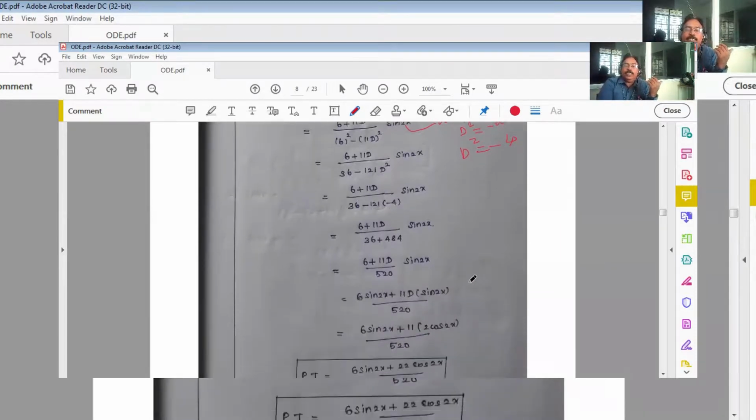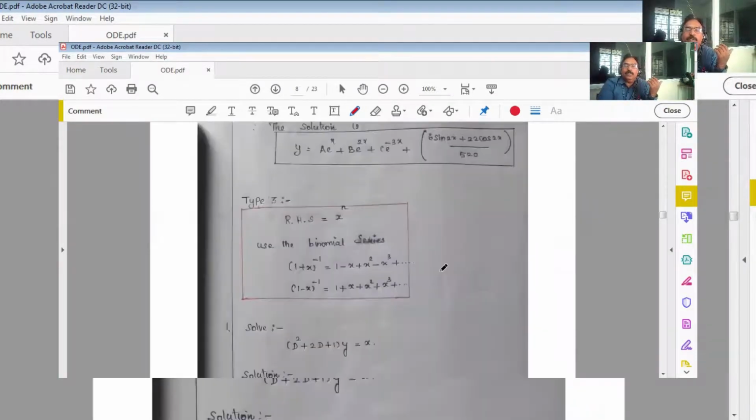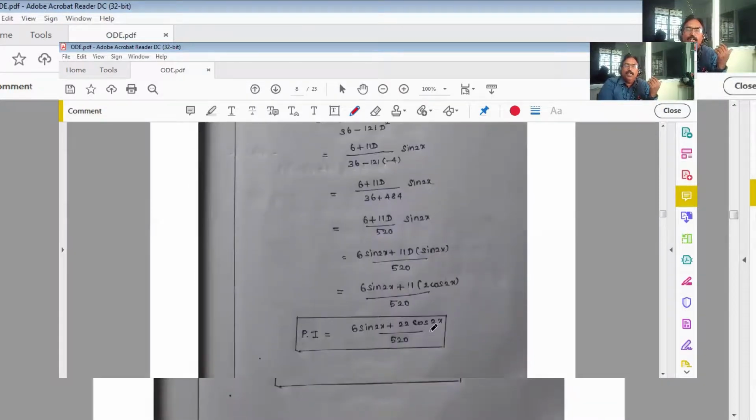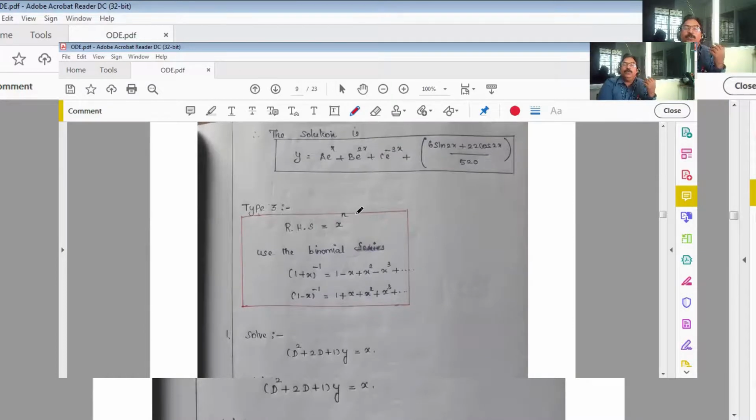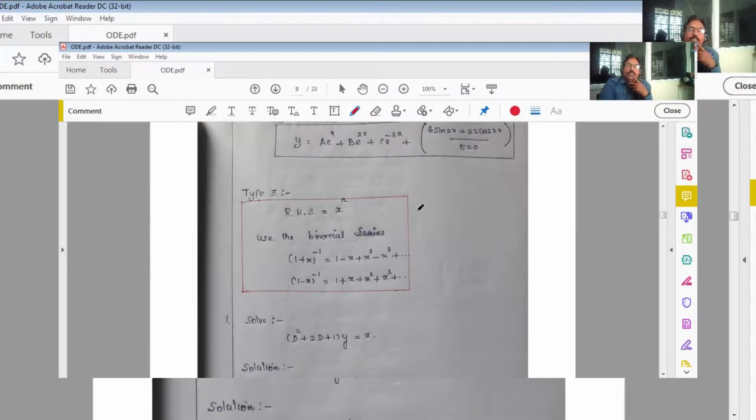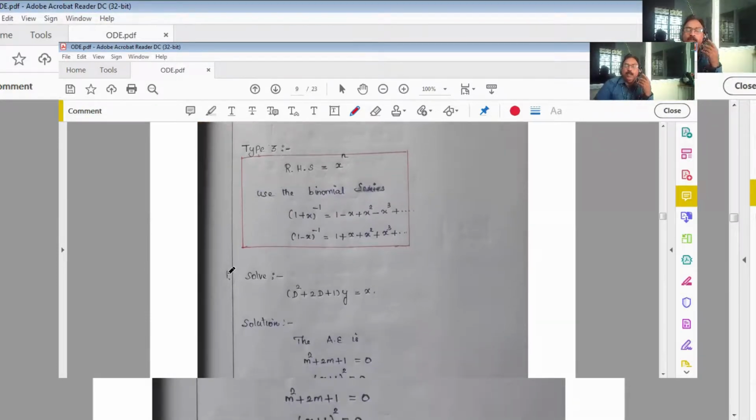What is d? D is differentiation, right? You can do the differentiation and you write the CF plus PI. I will share this PDF to the Google Classroom so that you can do the problem. Type 3 is polynomial. See, it's a polynomial.